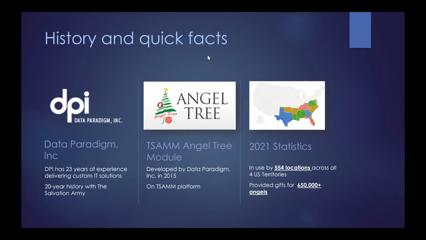Last year, in 2021, we served over 500 locations nationwide, so across all 4 territories in the U.S. And you all, those of you who used it last year, helped process over 650,000 angels through the system last year. So it's gaining traction every year. Every year we try to keep up with the demand and try to provide more and more helpful solutions along the way. So we've been doing it for a while now.